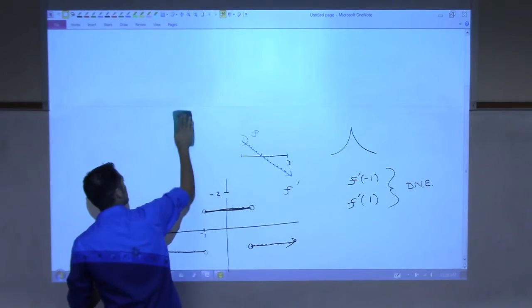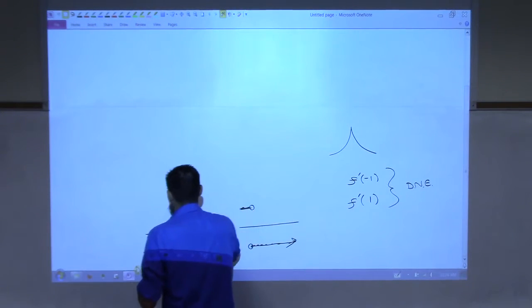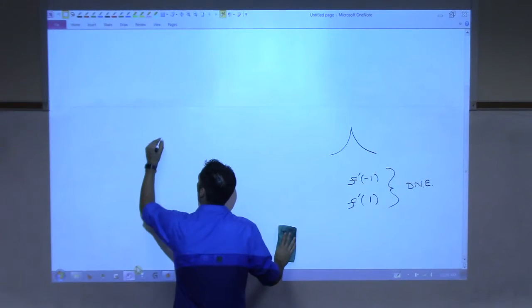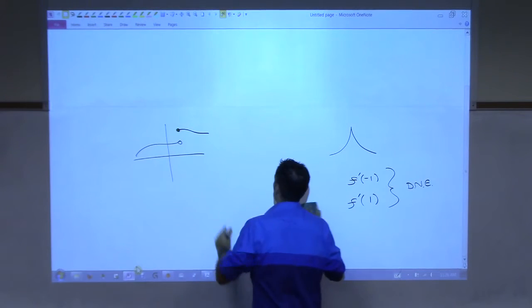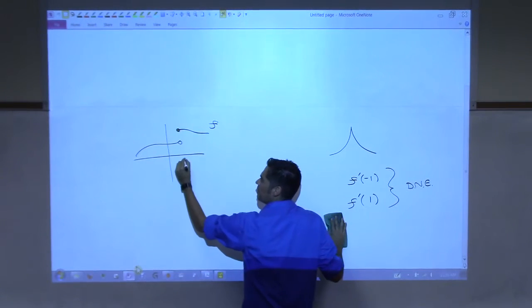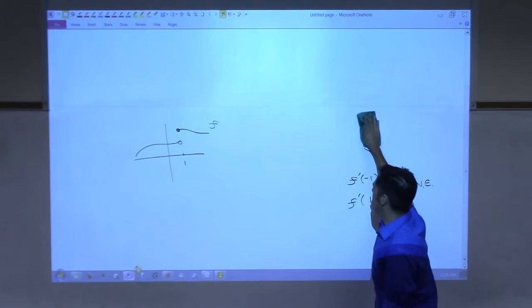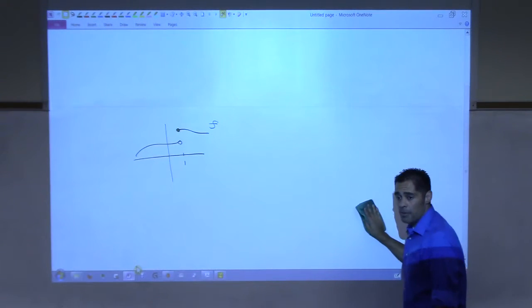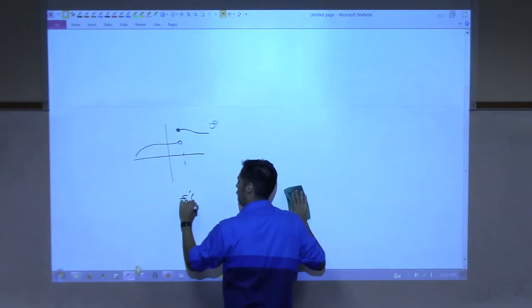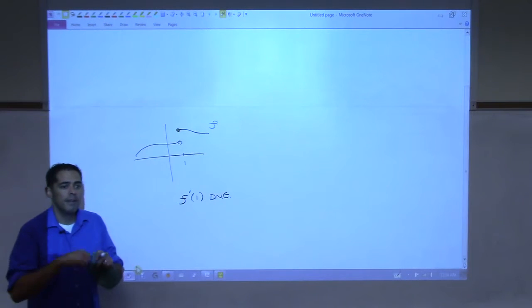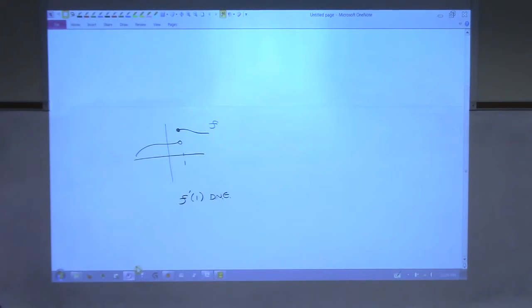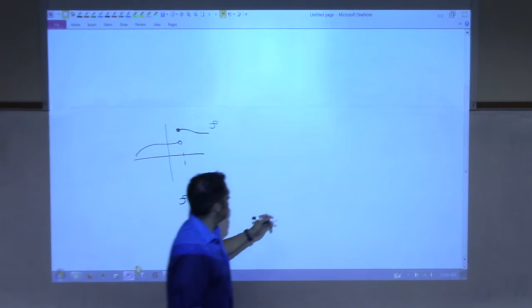What are they? Anywhere your graph has a jump. So if you have a function f that breaks like that, if this is f, and let's say this is happening here at 1, then f prime of 1 does not exist. Why? Because the original function f has a break, has a jump. So at corners and cusps, you fail to be differentiable. At jumps, you fail to be differentiable. And there's one last one.